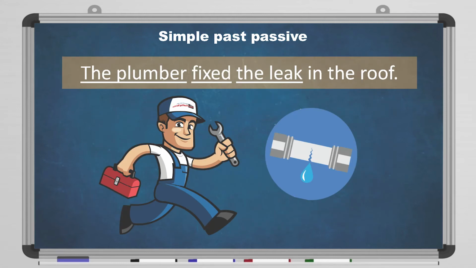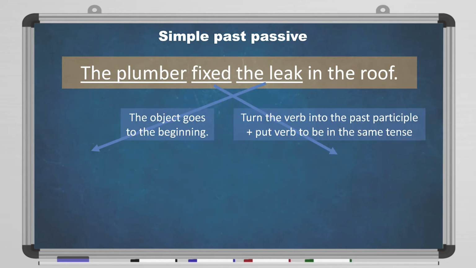Let's take a look at a sentence in the simple past. The plumber fixed the leak in the roof. Following the tips I gave you earlier, let's turn this sentence into a passive sentence. The leak, the object, goes to the beginning. So the leak will be at the beginning of the sentence. And then we will turn the verb into the past participle and we will choose verb to be from the same tense as the active sentence.